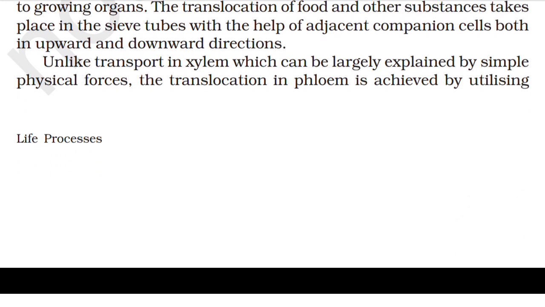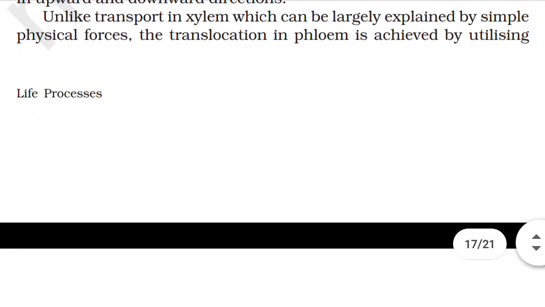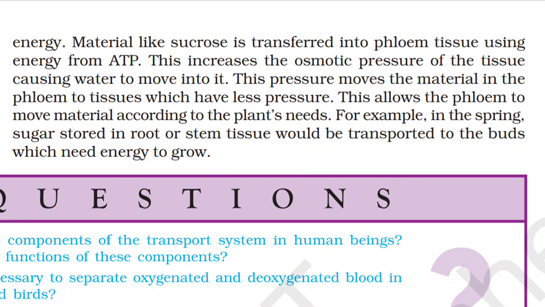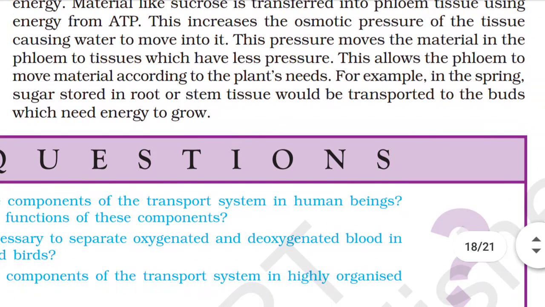Unlike transport in xylem, which can be largely explained by simple physical forces, the translocation of phloem is achieved by utilizing energy. Material like sucrose is transferred into phloem tissue using energy from ATP. This increases the osmotic pressure of the tissue, causing water to move into it. This pressure moves the material in the phloem to tissues which have less pressure. This allows the phloem to move material according to the plant's needs. For example, in the spring, sugar stored in root or stem tissue would be transported to the buds which need energy to grow.